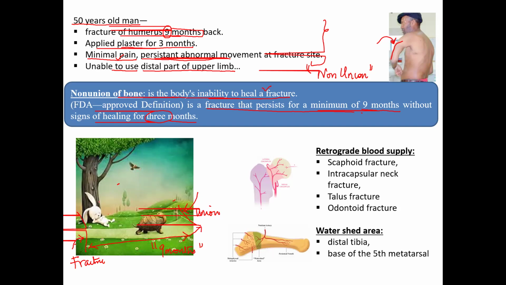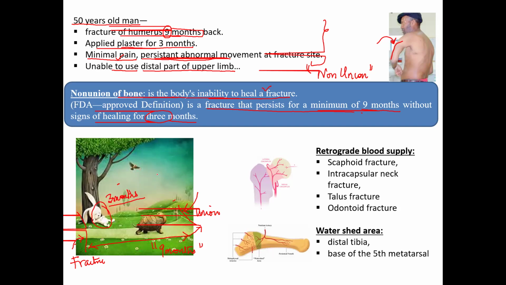If you sleep in between for 3 months, if you are sleeping without any progress in the union process, then we consider it as non-union. The patient should have fracture union by the end of 9 months. If there is no union by the end of 9 months, or there is a standstill of the union process with no signs of healing for 3 months, we consider it as non-union.